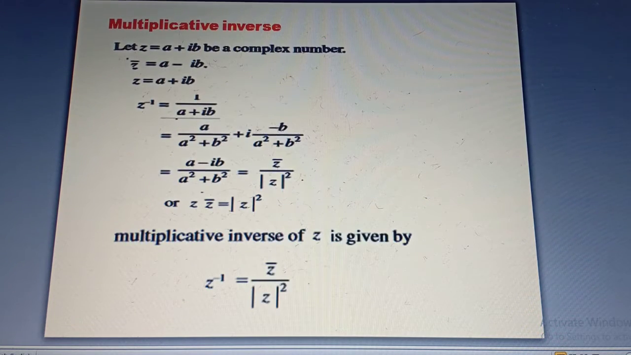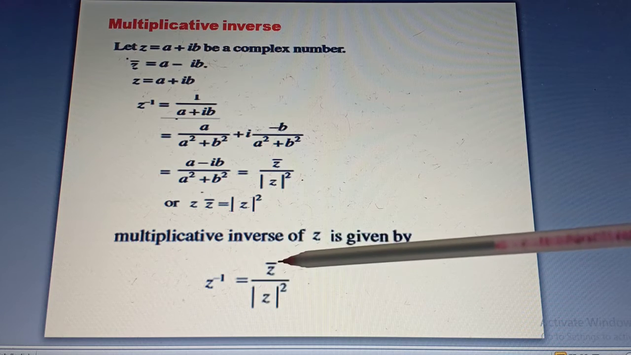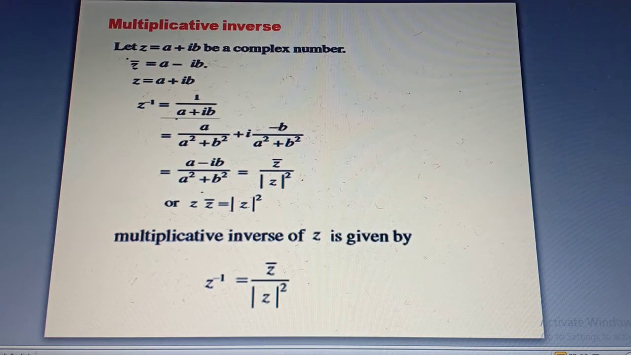Now what is the multiplicative inverse? Students, the multiplicative inverse formula is z inverse equal to z bar, that is the conjugate of z, divided by modulus of z whole square, mod z whole square.